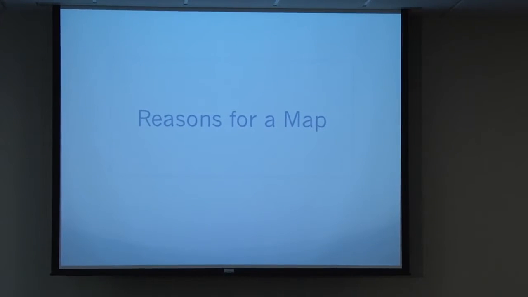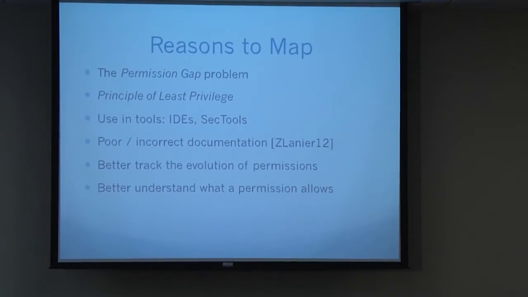So there are a number of reasons that I believe that we need to have a map. First is this permission gap problem, which I'll get into in a few moments after this slide. The next is the principle of least privilege. And third is something that I think is extremely important and would take care of a lot of the first two issues: if you had a map, you could easily integrate it into an IDE such as Eclipse.